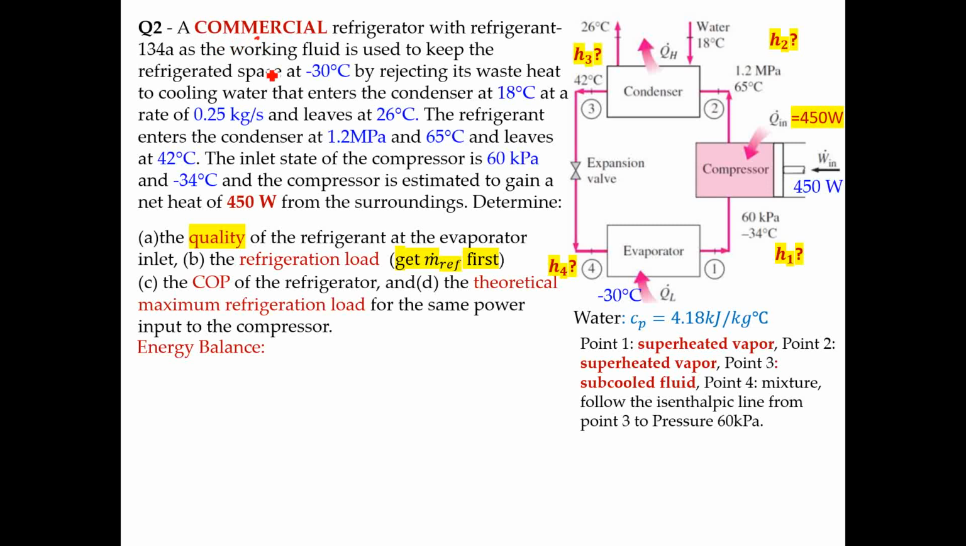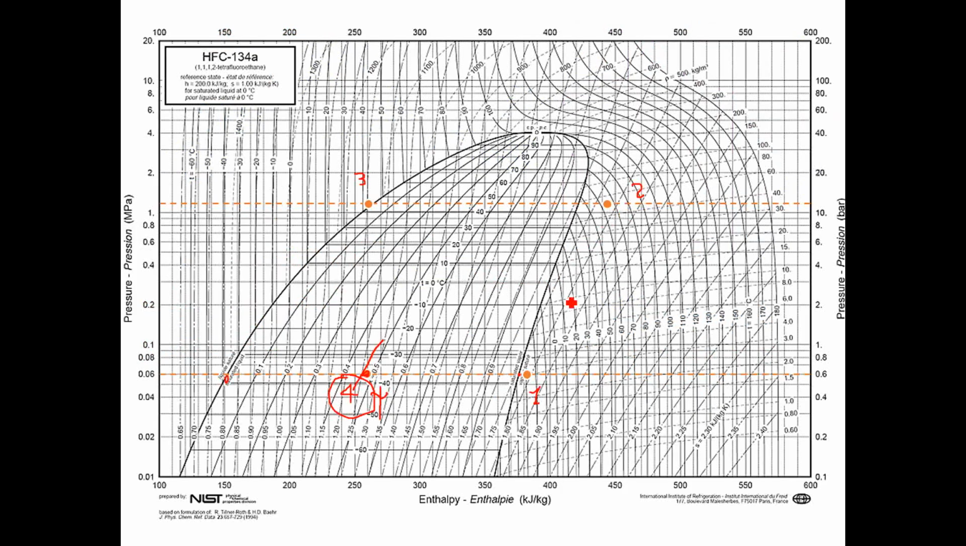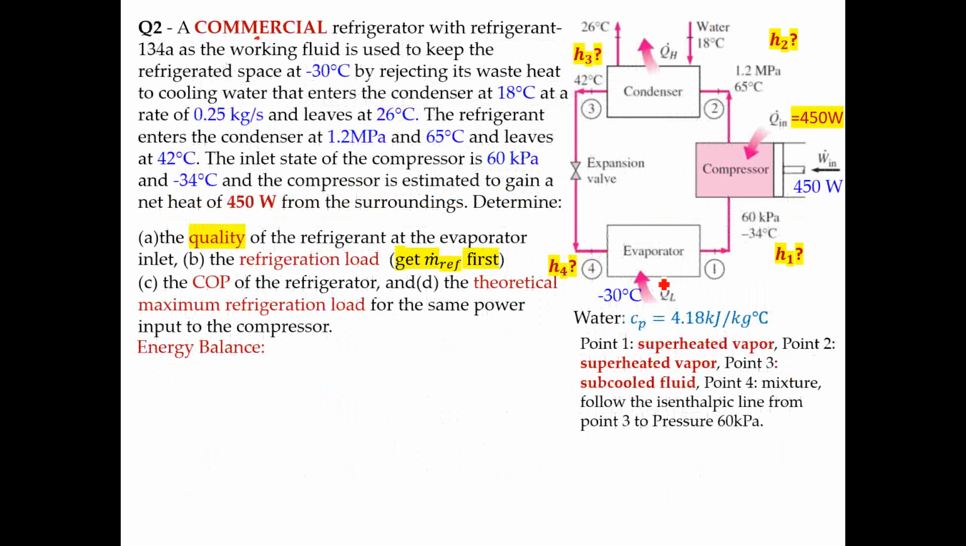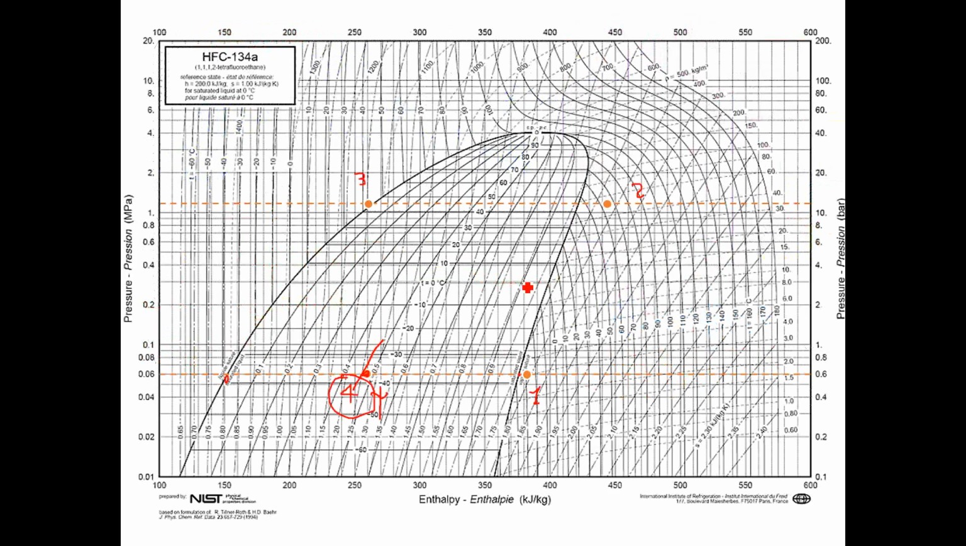So that means all those points might shift a little bit away from this ideal compression. And from this commercial cycle, you also know that we could give you lots of information. For example, at the outlet of the evaporator, the same as the inlet of the compressor, we already tell you what's the pressure and temperature.